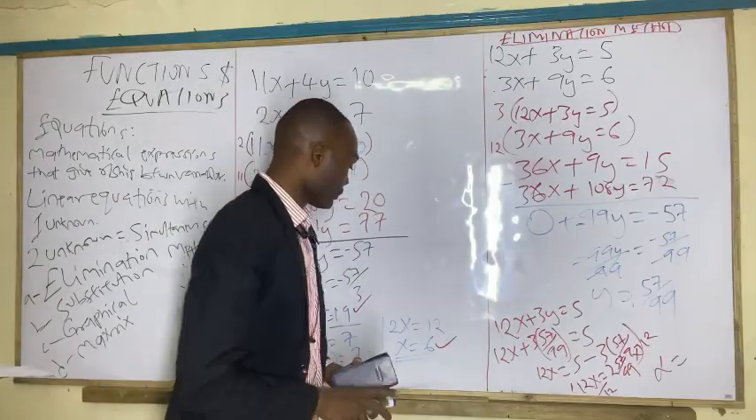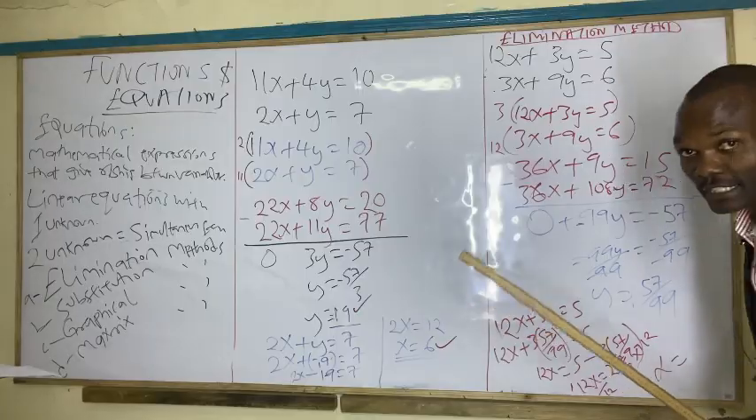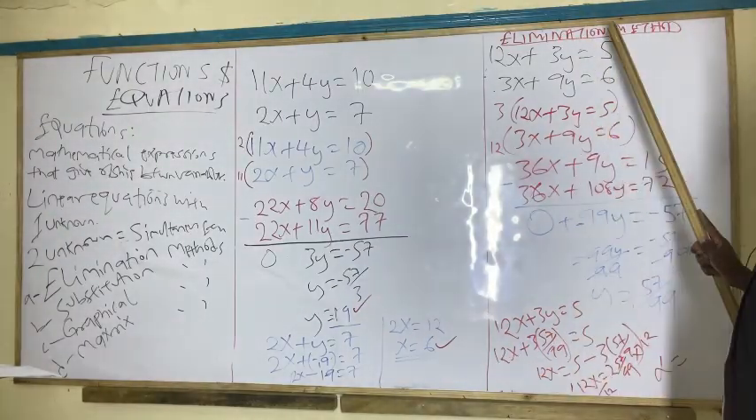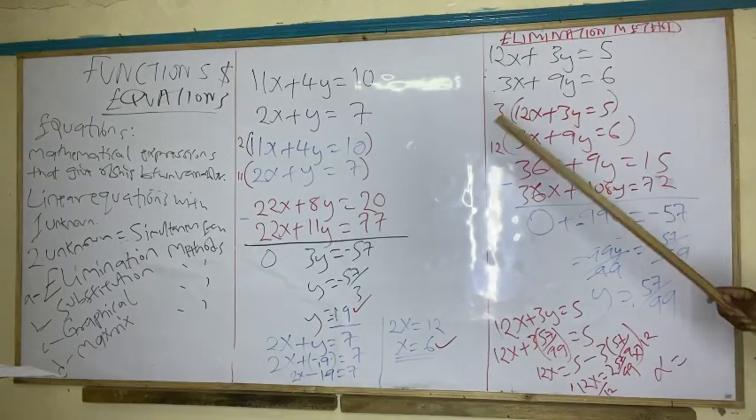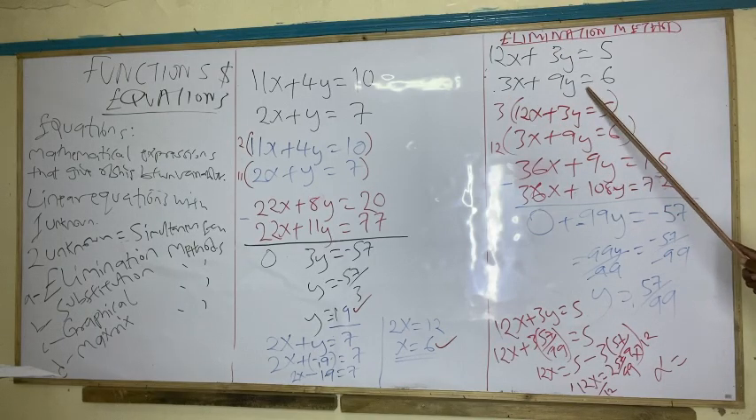So ladies and gentlemen, I hope you're good. So what have we said? We've said under elimination method, these are your two equations. They're called solving for simultaneous equations. So there's 12x plus 3y minus 5 and 3x plus 9y is equals to 6.